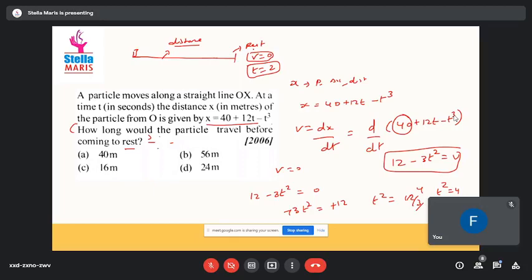As I said, x can have values of what? X can be defined as position, displacement, and distance. What are they asking? They are asking distance only. So now I'm going to write this x as distance, that is 40 plus 12t minus t cube. Now substitute t is equal to 2 in this equation. So what happens? X is equal to 40 plus 12 into 2 minus 2 cube.